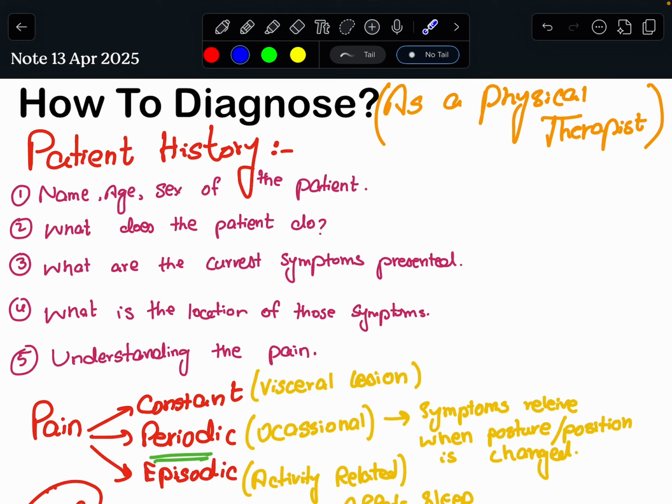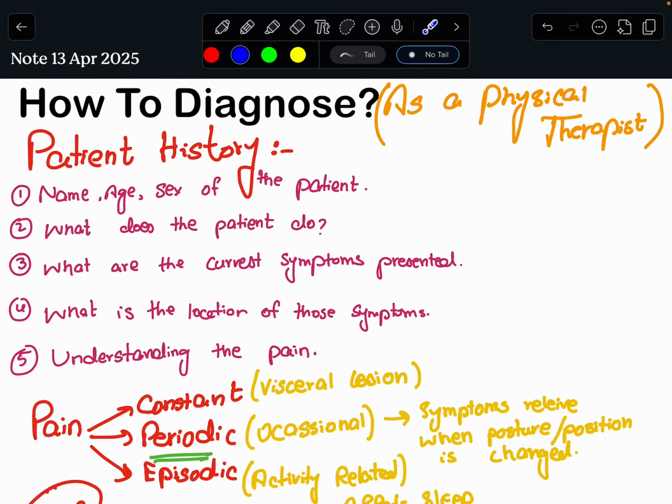As a therapist, you are going to take the patient's history, so you are going to ask a lot of questions. You are going to start with the history of the patient, and general information includes asking the name of the patient, the age of the patient, and the sex of the patient. You are going to note whether it is a she or he, male or female. Next, you are going to ask what the patient does. What is the occupation of the patient? Okay, because that is also going to tell you a lot of information.